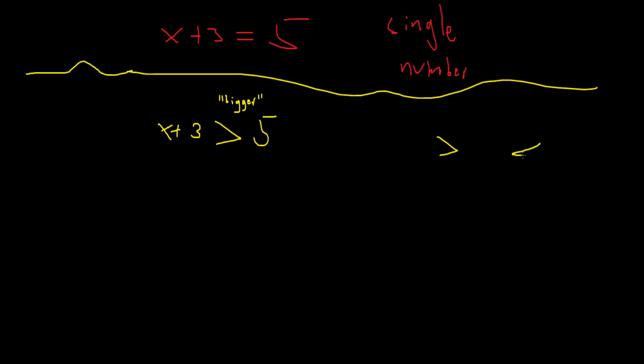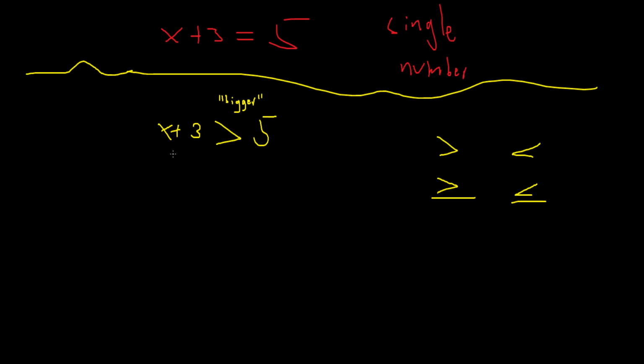This is bigger, this is smaller, this is bigger than or equal to, this is smaller than or equal to. So the underline means "or equal to." If it's pointing to the right, that means the one on the left is bigger. If it's pointing to the left, that means the one on the left is smaller. So x plus 3 is bigger than 5.